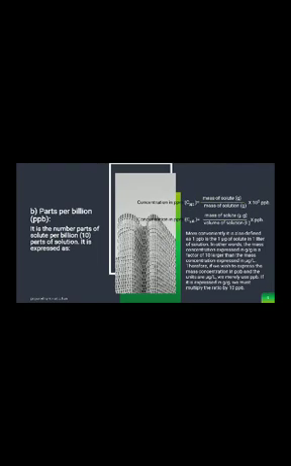Parts per billion is the number of parts of the solute per billion parts of the solution. It is expressed as parts per billion, ppb, equal to mass of solute in gram divided by mass of solution in gram, times 10 raised to 9.